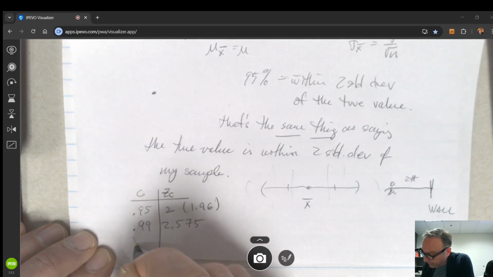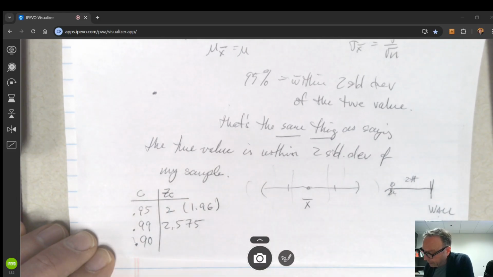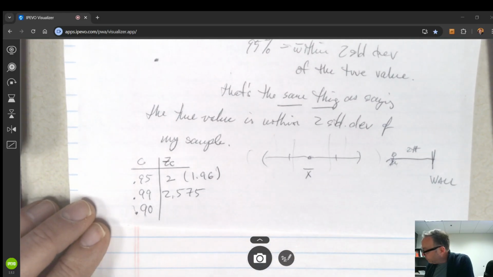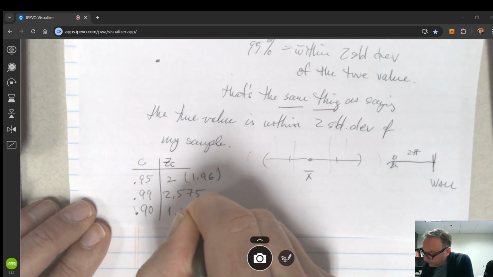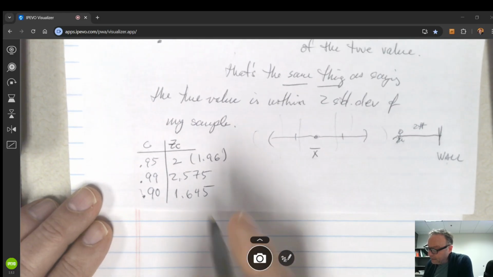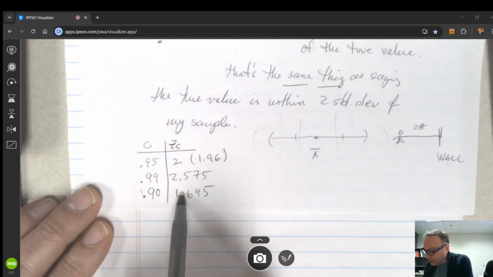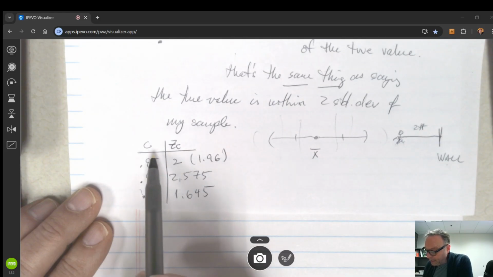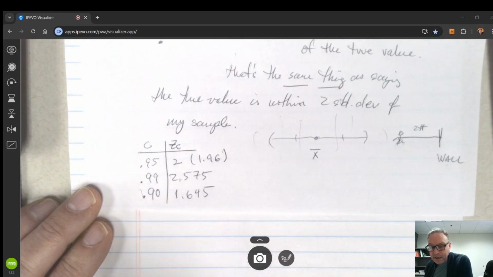The other one that's common, and I didn't put these in order, but that's okay: a lot of times you get a 90% confidence interval, and that one is 1.645. So this ZC tells you the number of standard deviations you have to go, and this is the corresponding confidence interval with it. And what exactly is that?